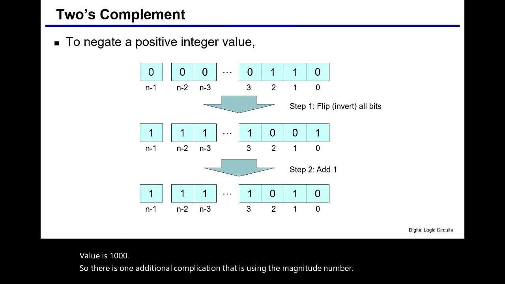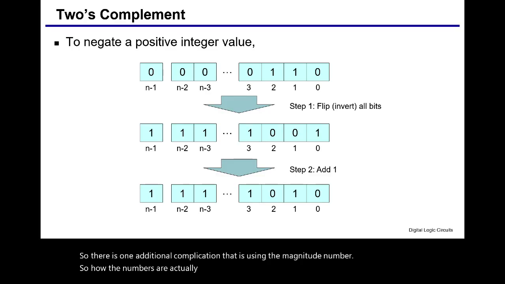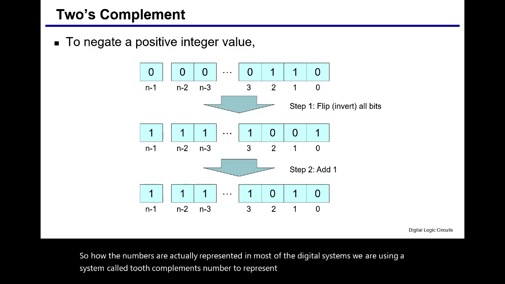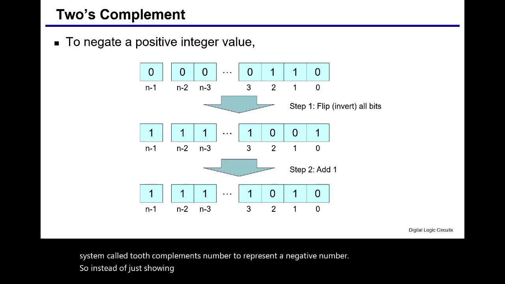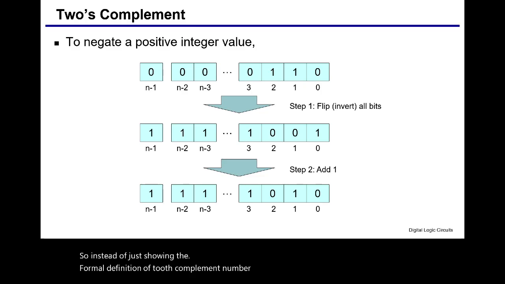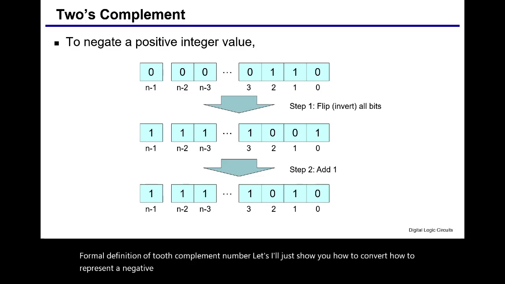So how the numbers are actually represented in most of the digital systems, we are using a system called two's complement number to represent a negative number. So instead of just showing the formal definition of two's complement number, I'll just show you how to represent a negative number in two's complement system, and that is more intuitive to understand this two's complement number.